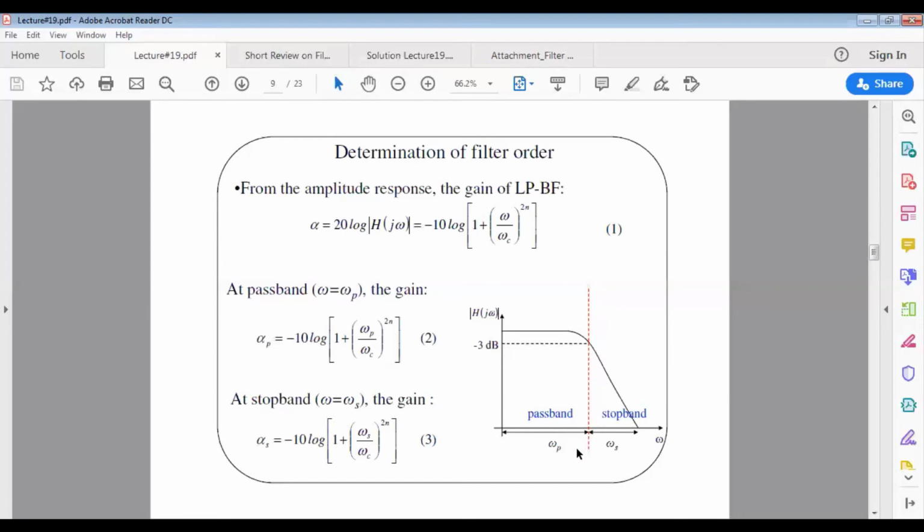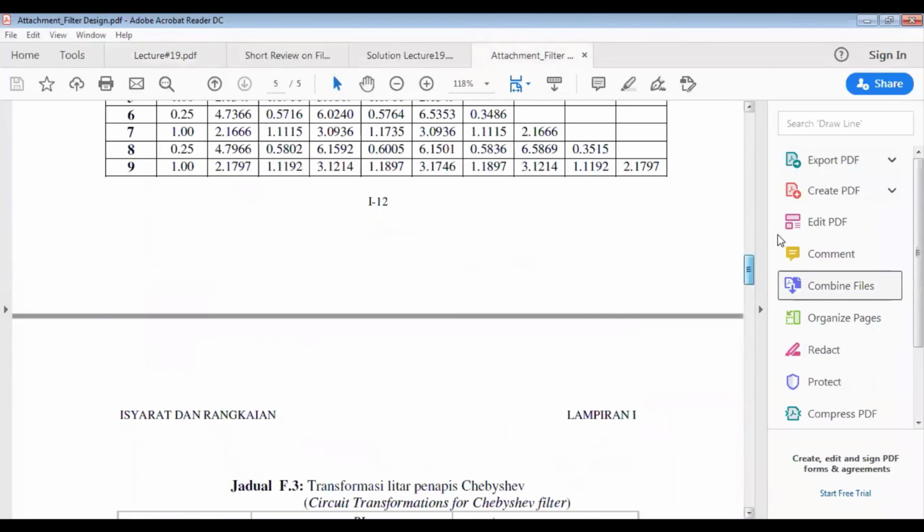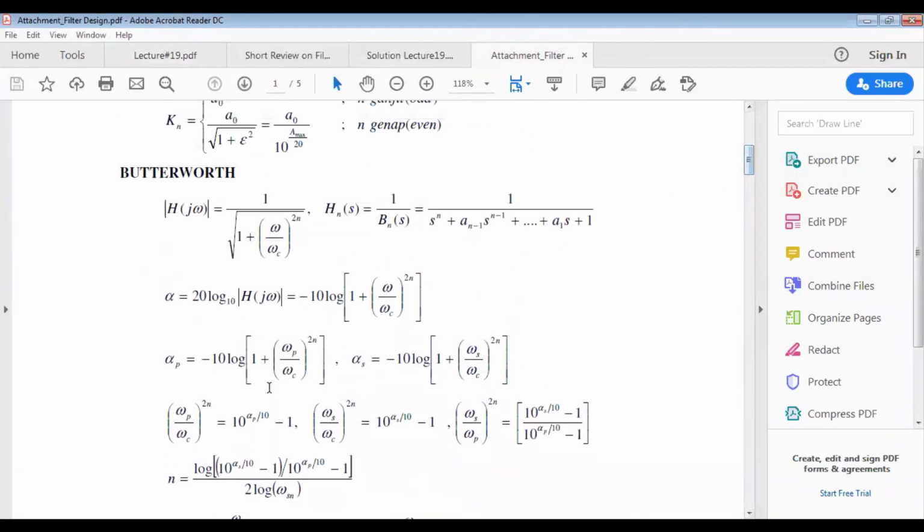So now we are supposed to get two equations. The second equation here, equation number 2, is the gain equation for the passband. Equation number 3 is the gain equation at the stopband. Okay, right. So just to remind you again that you don't have to memorize these equations here. Everything is given in this slide, in this first page of the attachment. You don't have to memorize all of this.